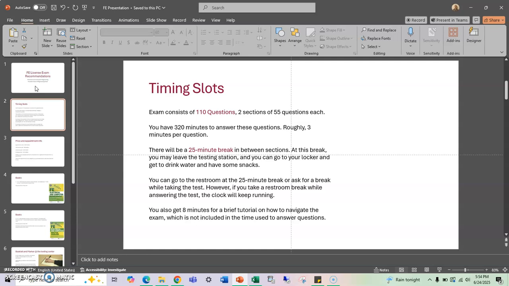Additionally, you also get 8 minutes for a brief tutorial on how to use the computer. This is a computerized exam, so it shows you how to navigate. But this is not part of the minutes for your questions. So you have 8 minutes to read the instructions, to play around with some mock questions, and then you will start your sections.